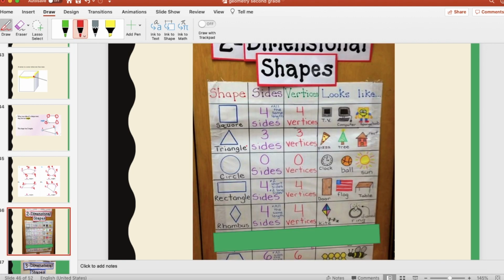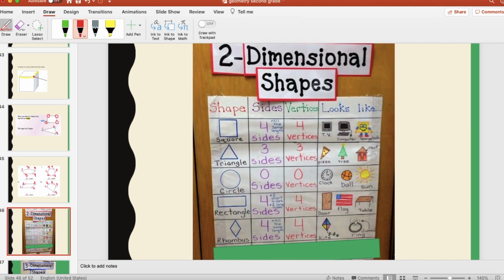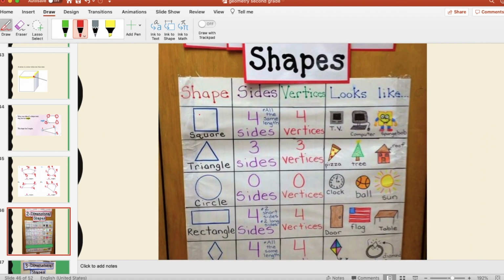Now moving on to some of our 2-dimensional shapes, we're going to be looking at the sides and the vertices, the corners, in more detail. Over here we have a square. A square has 1, 2, 3, and 4 sides. All of them are the same length. And it has 4 corners. So it has 1, 2, 3, and 4. Another name for a corner is vertex. Plural would be vertices. That means more than one. So a square has 4 sides and 4 vertices.